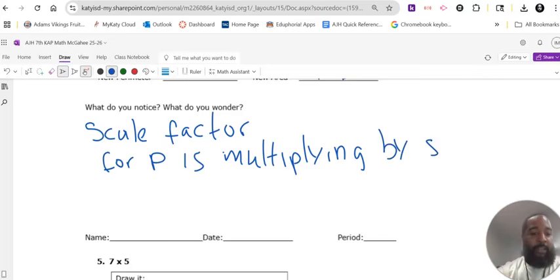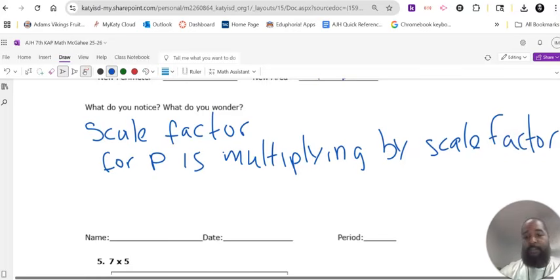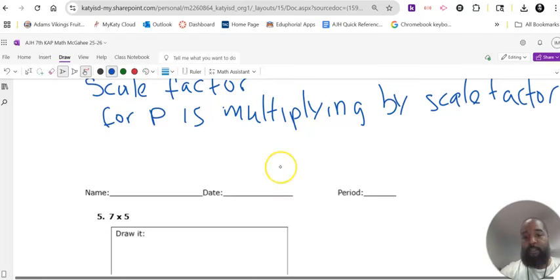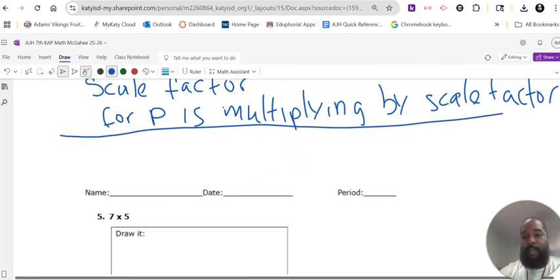Okay, by the scale factor. Whereas, let's do it this way so you can see. But scale factor for area is multiplied by the scale factor squared. Okay, so let me draw a line here. So scale factor for area, I'm just going to write the letter A, is multiplied by scale factor squared.